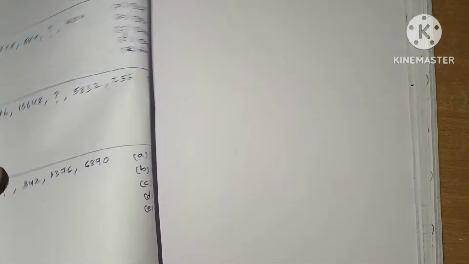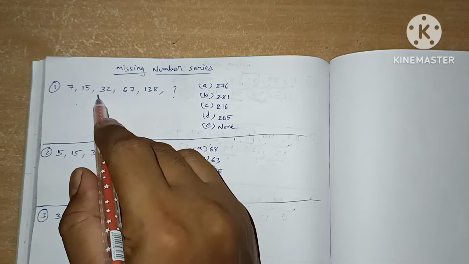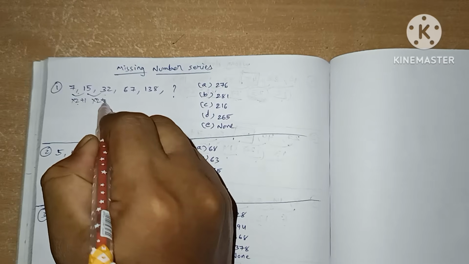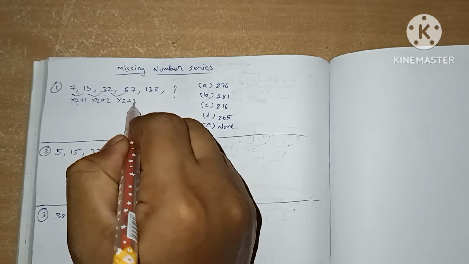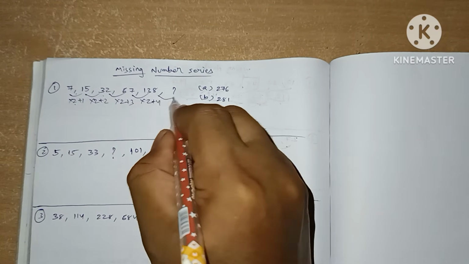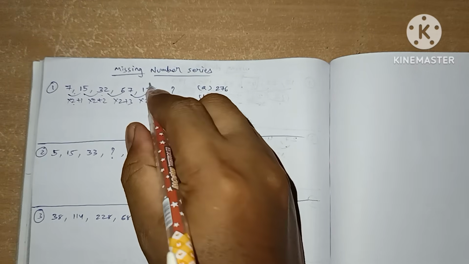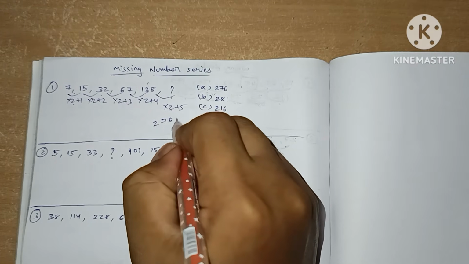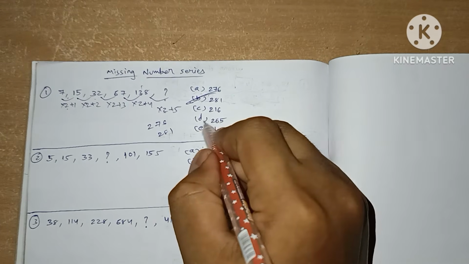Next, we are going to see missing number series. Missing number series, first question. Here we see that it is into 2 times plus 1. It is into 2 times plus 2. It is into 2 times 64 plus 3. It is into 2 times 134 plus 4. So it must be into 2 plus 5. So we get 2 times 16, 2, 3 times 6, 7, and 2 plus 5, which will be 281. So the answer will be option B, 281 is our answer.